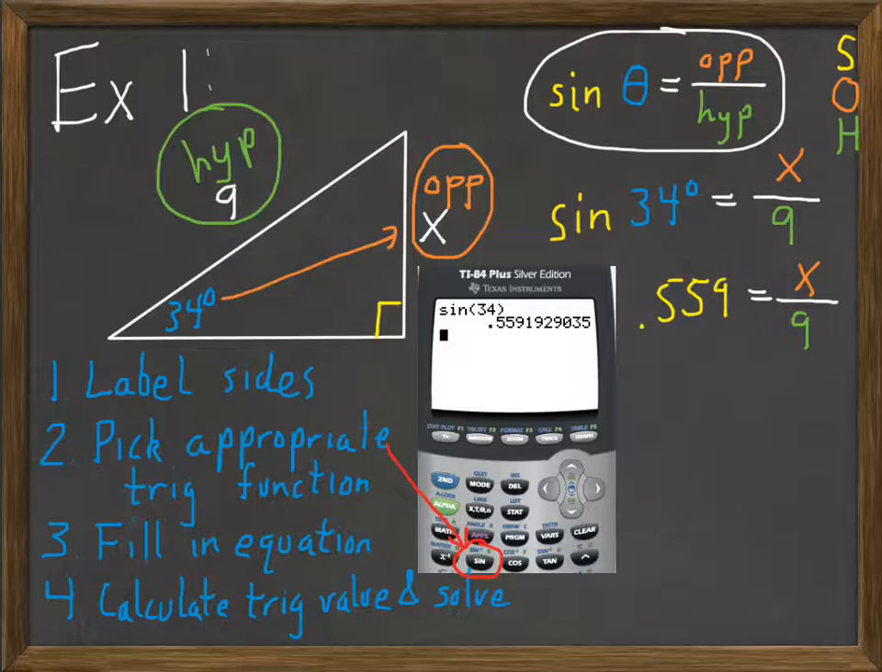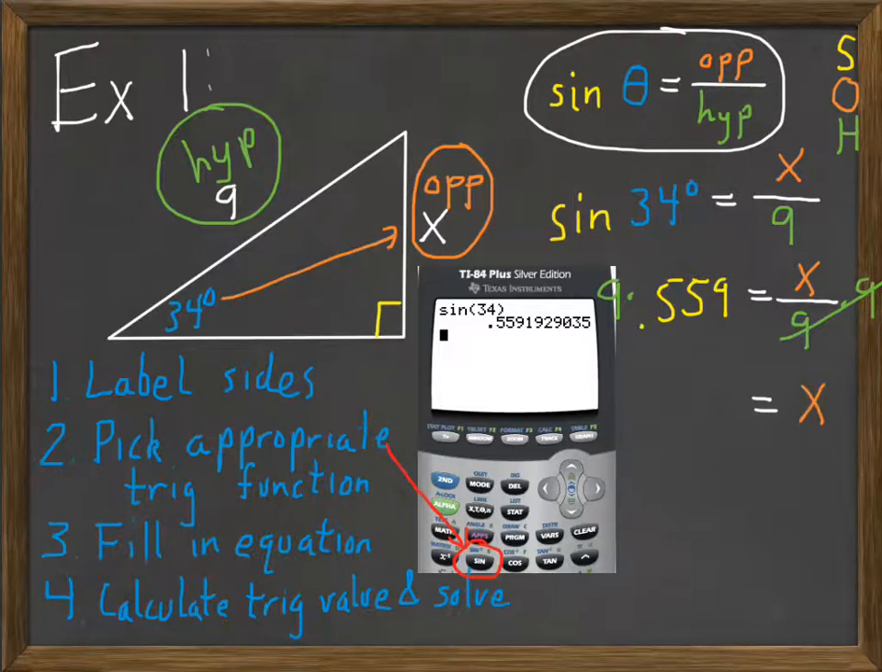Then I just need to get x by itself. I need to solve. How would I get x by itself? The opposite of dividing by 9 is to multiply by 9. So if I multiply by 9 on both sides, then I would get x by itself.